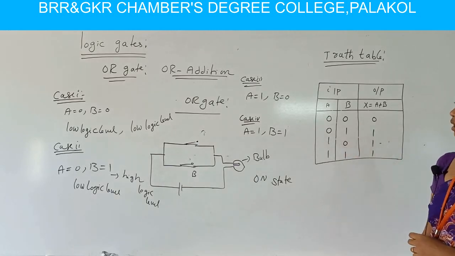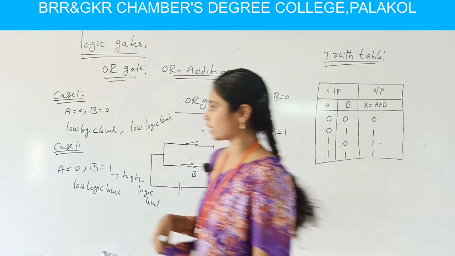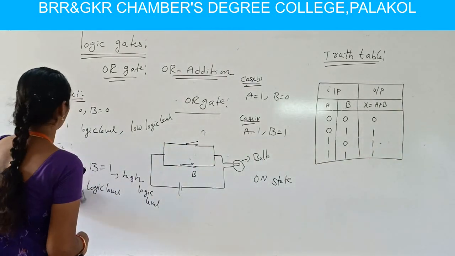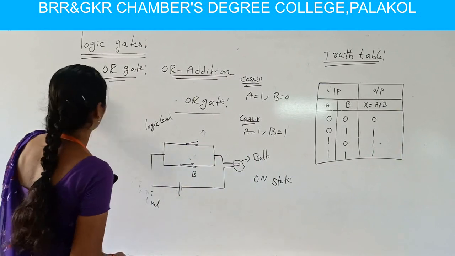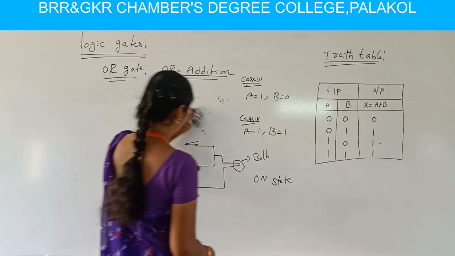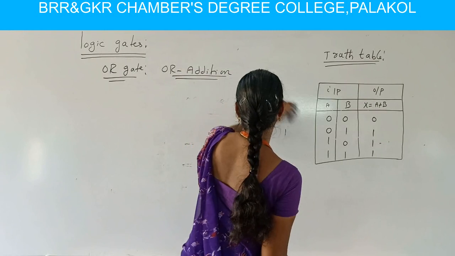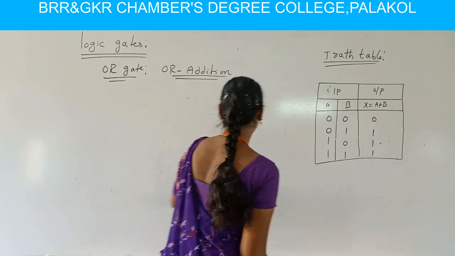These four cases can also be explained by using diode diagrams, by using a circuit constructed with two diodes. So this is the truth table for the OR gate. This can also be explained by using diodes. So here we construct two diodes. The first diode is called D1 and the second diode is called D2.